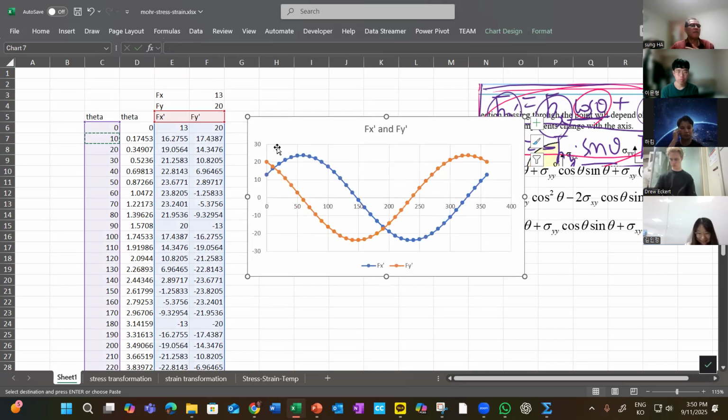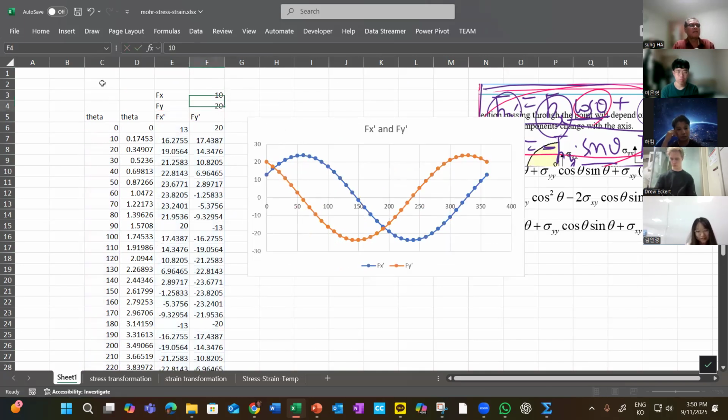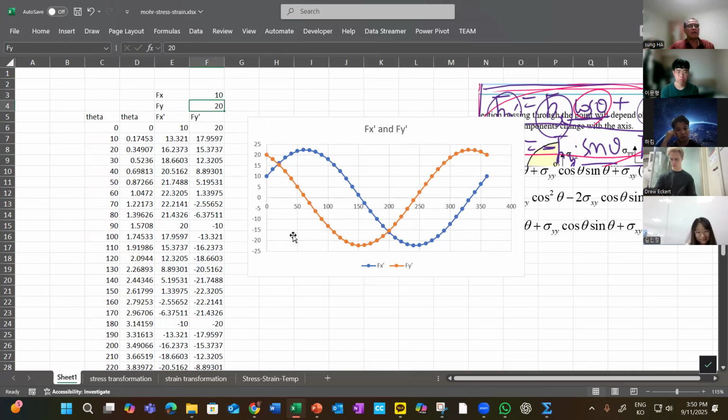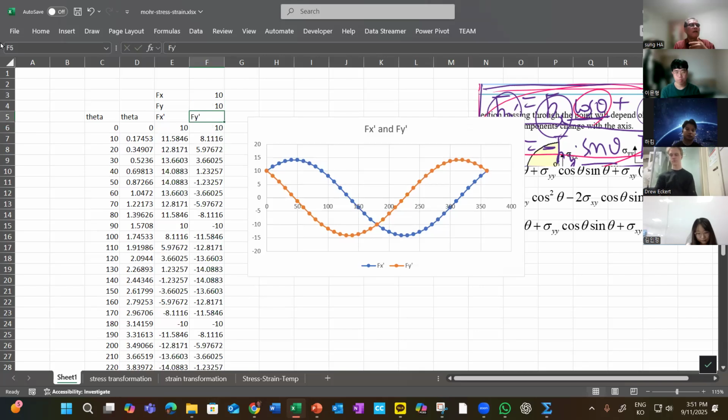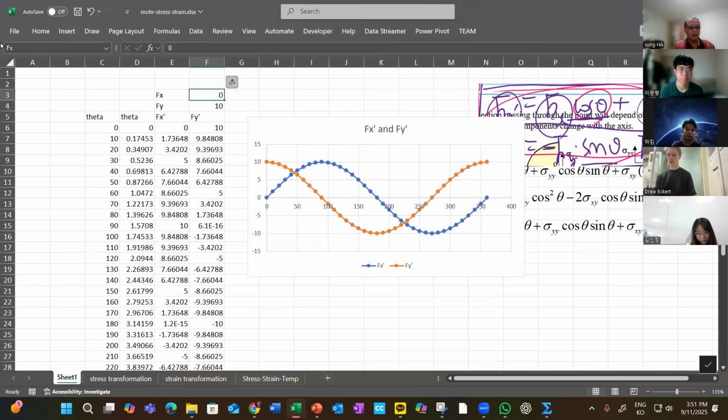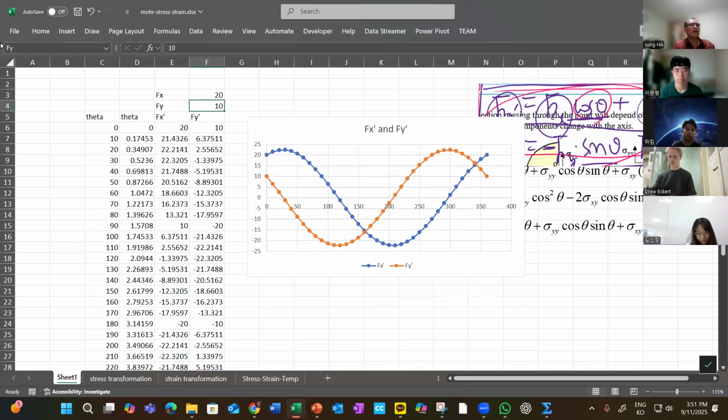As you can see, at the very beginning, you have 0, 10, and 20, but at 360, you also come back to the original value, right? This is the same value. And again, with this simple Excel, you can get the idea how these forces are changing. And very interestingly, if we have a 10 and 10, and if we have a 0, okay, so this is how the variation goes.